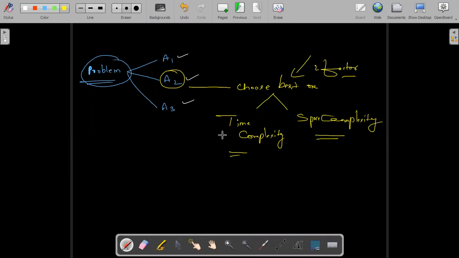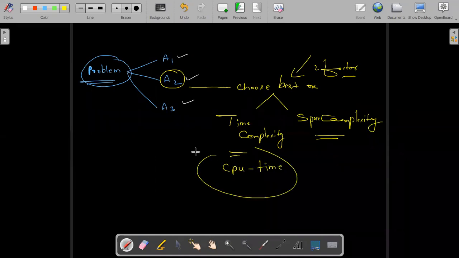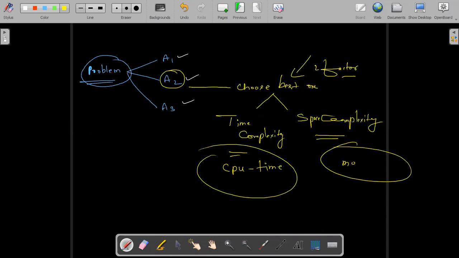So what is time complexity? Time complexity is nothing but CPU time. How much time it is going to take to execute that particular algorithm. Again, space complexity is nothing but main memory. These things I discussed. These are the important things we discussed, and those left out, that's what I am talking about.